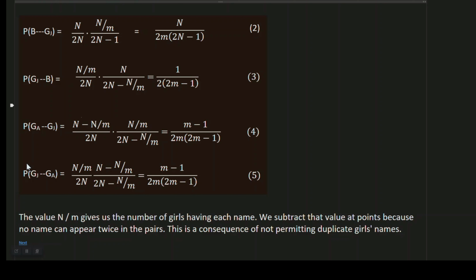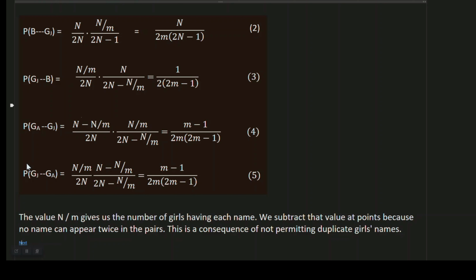Now we can create a tree of probabilities, but we don't need the entire tree, just the portions that have G sub j in them. The probabilities are: the probability of B first and G sub j second is cap N over 2 cap N, because half of the children are boys, in other words, there are N boys, and cap N times cap N over little m, which is the number of girls that have the name Julie, divided by 2 cap N minus 1, because we've already selected the boy. And that total equals cap N divided by the quantity 2m times 2 cap N minus 1.